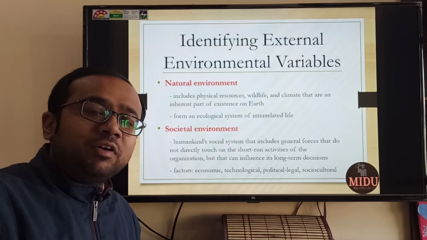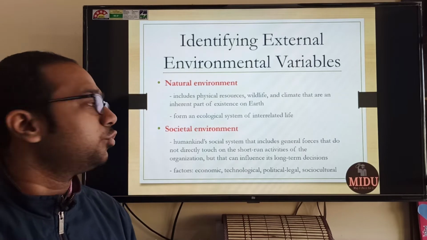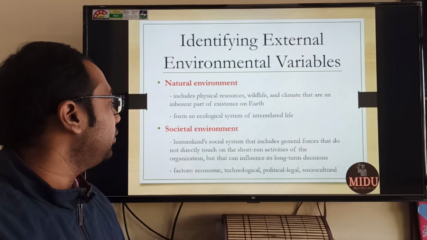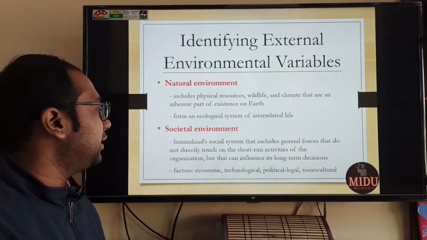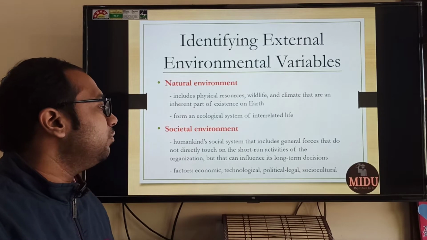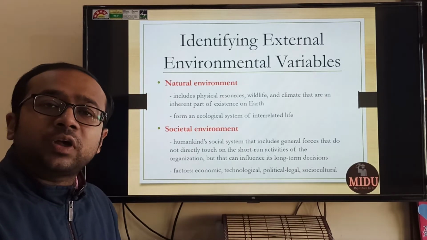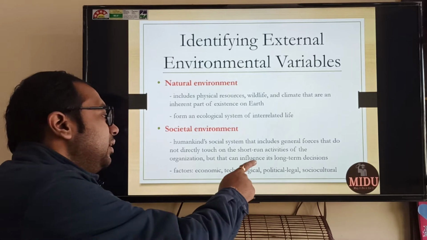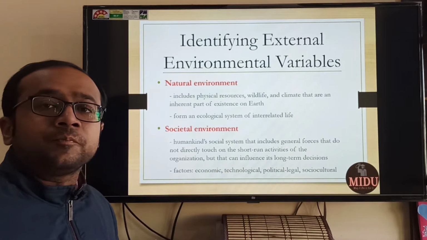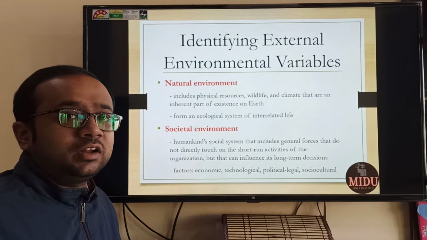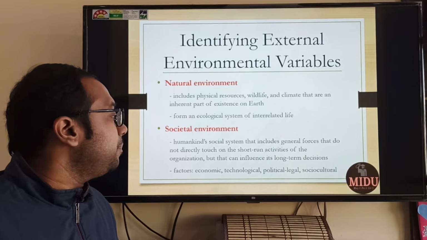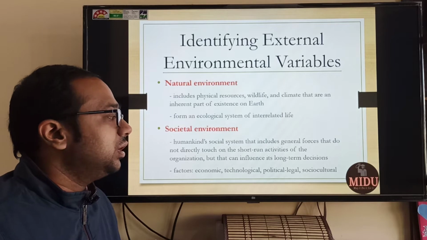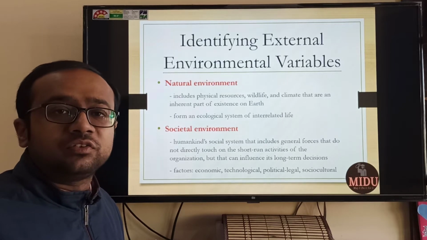After the natural environment, the second important environment is the societal environment. It is humankind's social system, which includes general forces that do not directly touch the short-run activities of the organization but can influence long-term decisions. So the societal environment does not influence your day-to-day things but can influence your long-term decisions. For the short term we have the next factor in the next slide. Various factors are economic, technological, political, legal and socio-cultural.